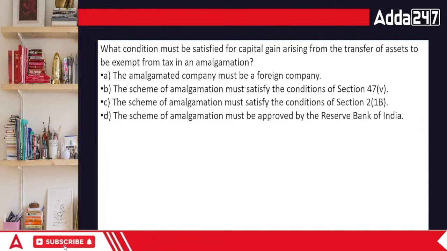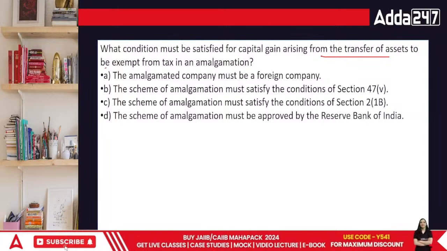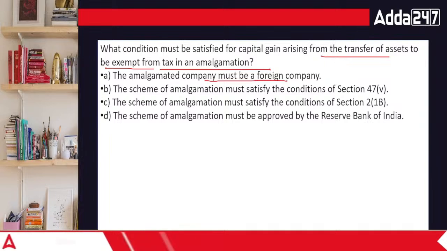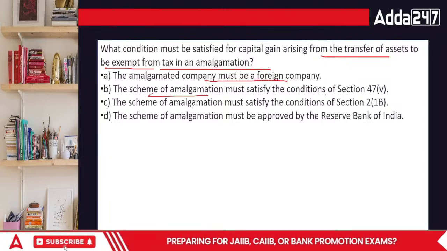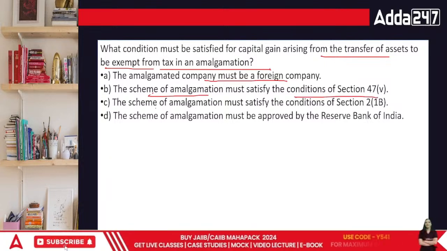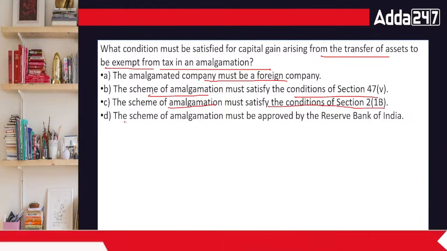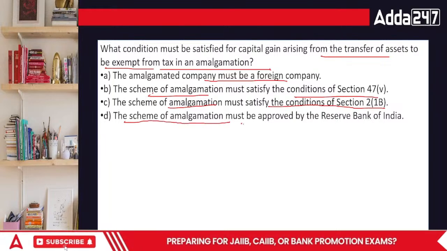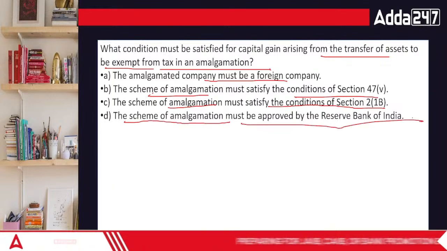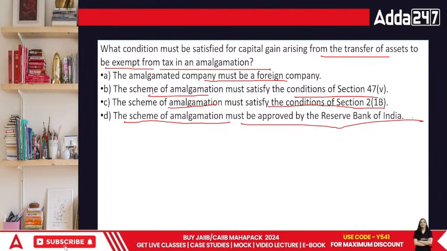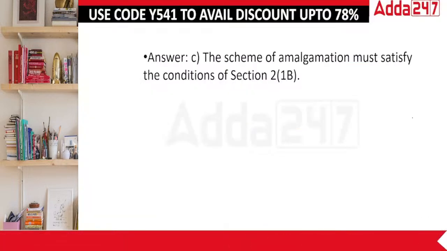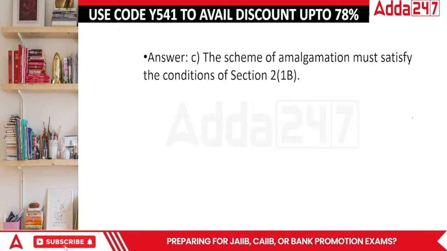What conditions must be satisfied for the capital gains arising from the transfer of assets to be exempt from tax in an amalgamation? The amalgamated company must be a foreign company. The scheme of amalgamation must satisfy section 47(5). The scheme of amalgamation must satisfy section 2 subsection 1B. Or the scheme of amalgamation must be approved by RBI. If you really want exemptions, there's only one point: that was 2 subsection 1B. Done, everyone?